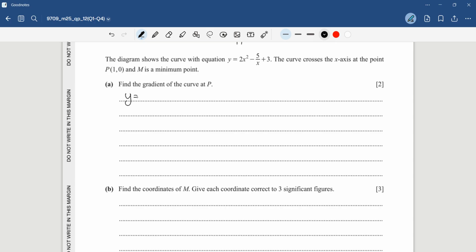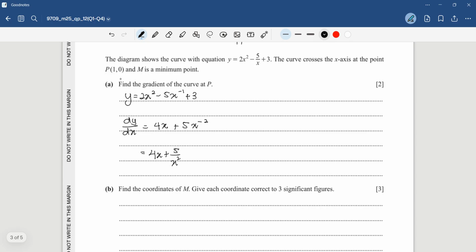This one we can also rewrite: y equals 2x squared minus 5x to the power of negative 1 plus 3. Therefore, my dy over dx will be, you differentiate 2x squared, we get 4x. Differentiate 5x to the negative 1, you get plus 5x to the negative 2. Differentiate 3, you get 0. So it is 4x plus 5 over x squared.